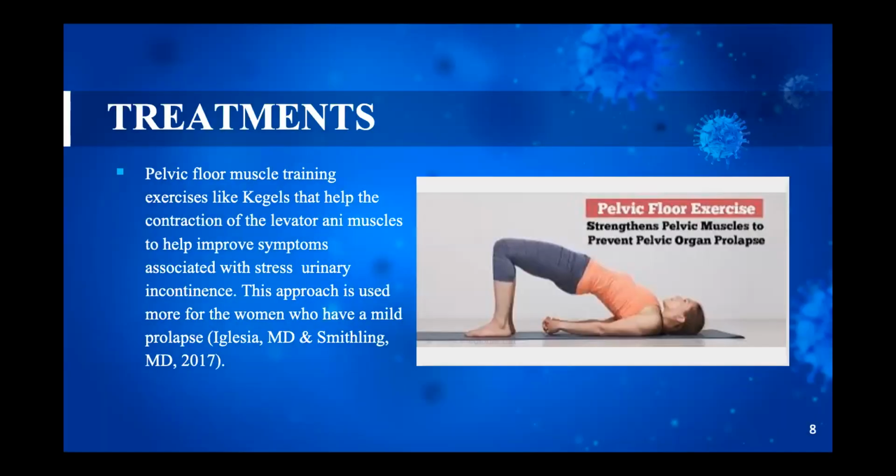Treatments are pelvic floor muscle training, exercises like Kegels that help the contraction of the levator ani muscles to help improve symptoms associated with stress urinary incontinence. This approach is used more for women who have mild prolapse.